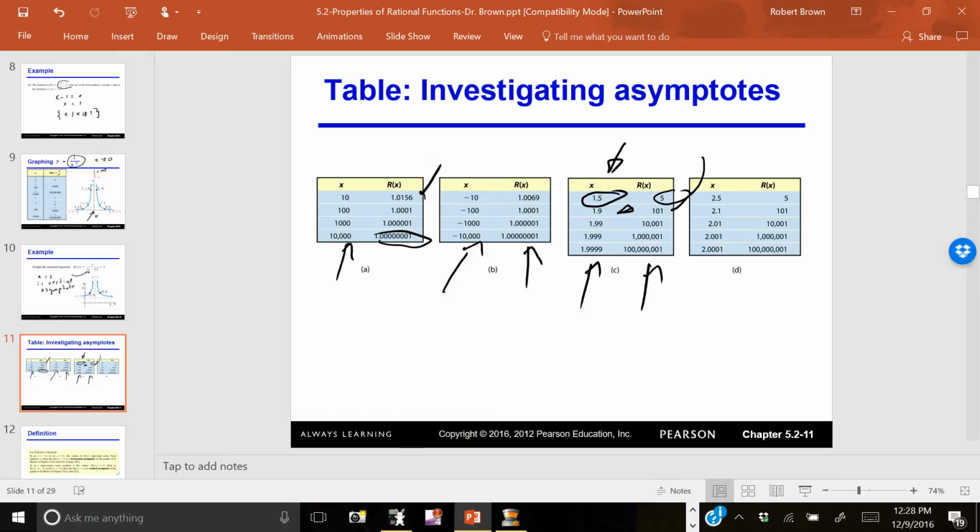The same is true if you get close to 2 from the positive side of 2. If you get to 2.0001, again the value is 100,000,001. So this just illustrates what happens when a function has an asymptote.